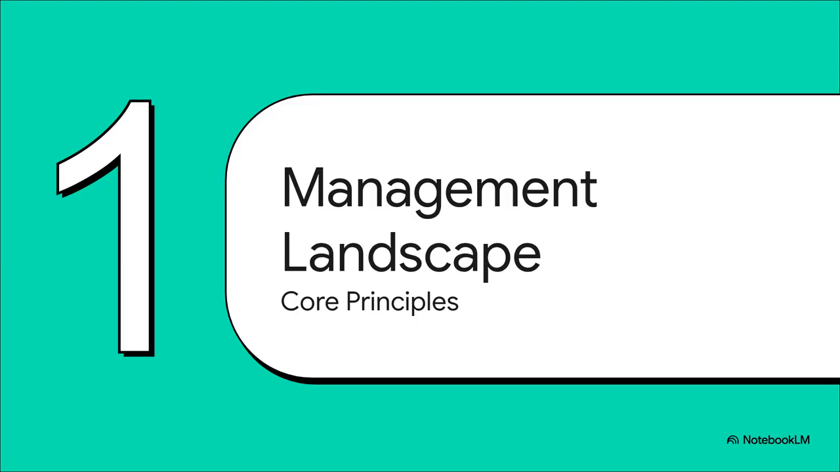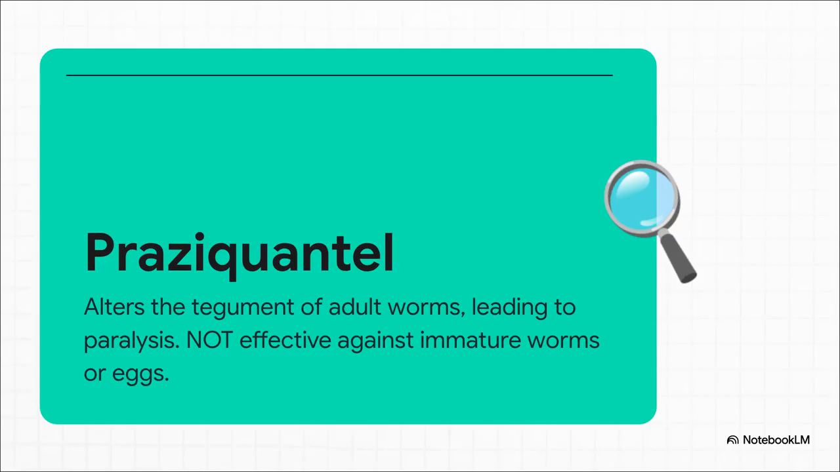All right, let's kick things off with the core principles, the foundational ideas that are going to guide every single decision you make. So the main weapon in our arsenal is this drug, praziquantel. It's fantastic at what it does, which is paralyzing and killing adult worms. But, and this is a huge but, it does absolutely nothing to the immature worms or the eggs. And trust me, that's not just a minor detail. That one fact dictates the timing of your entire treatment strategy, as we're about to see.